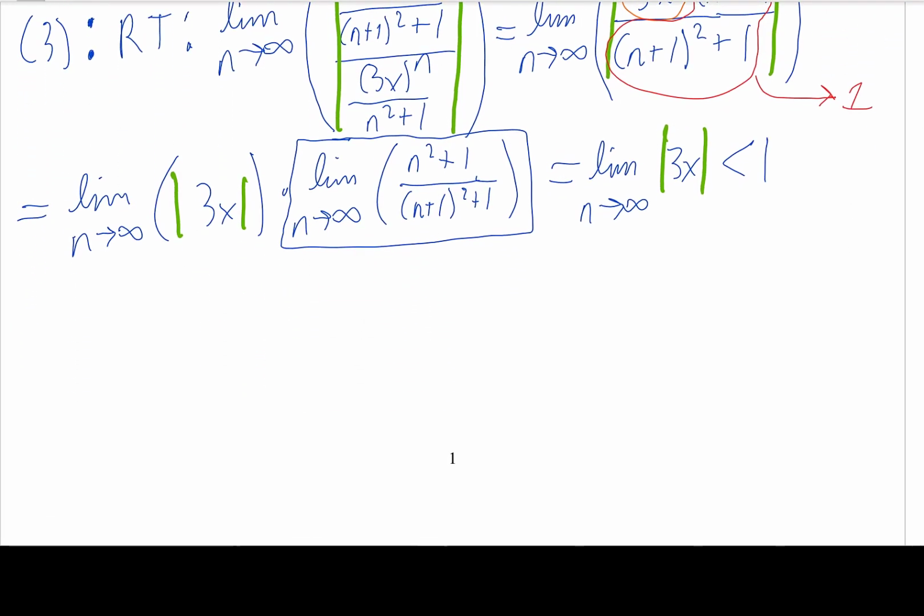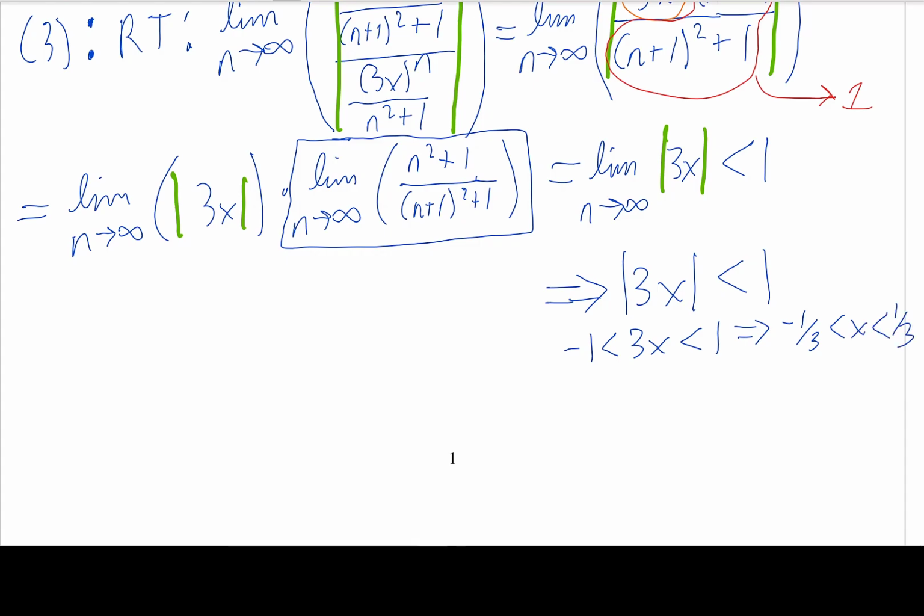Okay, so what I really want, that means that the absolute value of 3x has to be less than 1. Right, because there's no n's affecting this. So the limit as n goes to infinity of the absolute value of 3x is just the absolute value of 3x. Well, this means that negative 1 is less than 3x is less than 1, which means that negative 1/3 is less than x is less than 1/3. And so what this tells me is that r is going to be equal to 1/3.